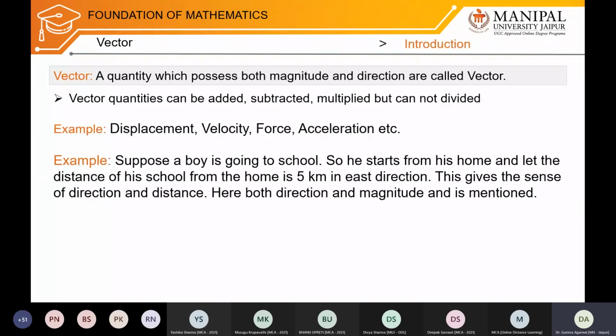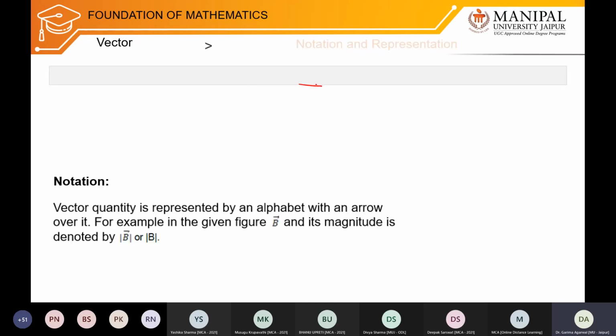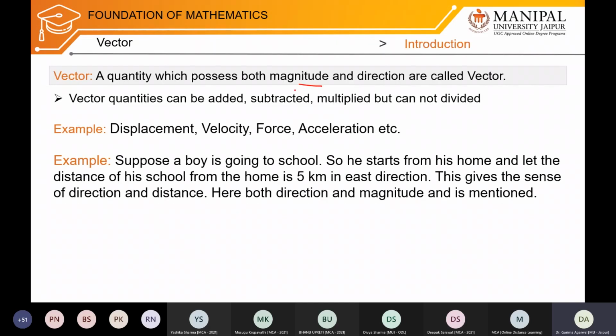So let's start with the definition of vector. What is vector? A quantity which possesses both magnitude and direction. It is called vector, right? If we could find the direction as well, then it is known as vector. We can add, subtract and multiply the vector quantity, but we cannot divide it, right? For example, displacement, velocity, force, acceleration, all are vector quantities.